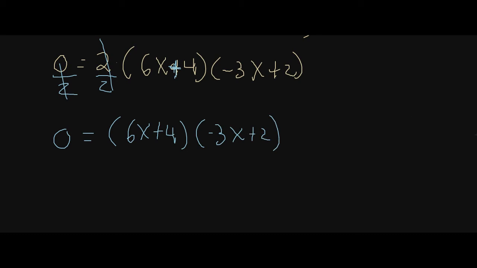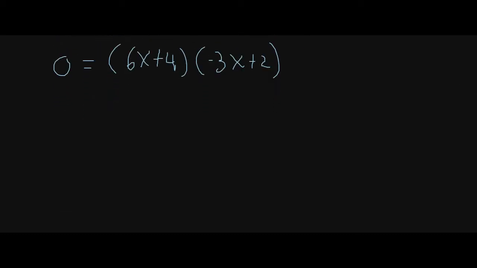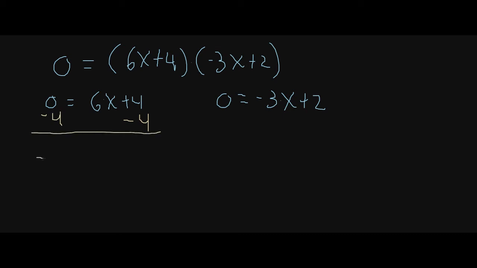Okay. So now we go ahead and set both of the factors equal to 0, and then we just solve. 0 equals 6x plus 4, and 0 equals negative 3x plus 2. Solving this equation here first, remember order of operations. We first need to undo any addition or subtraction. So we subtract 4 from both sides, and we get negative 4 is equal to 6x. Now we divide by the 6, and we get x is equal to negative 4 over 6. And that's one of my roots.